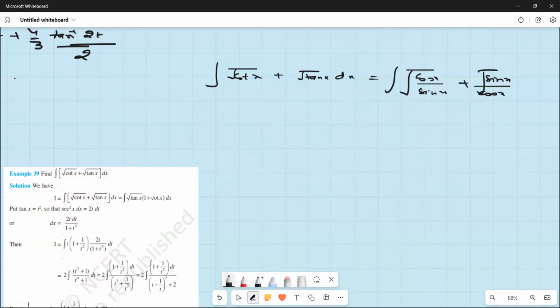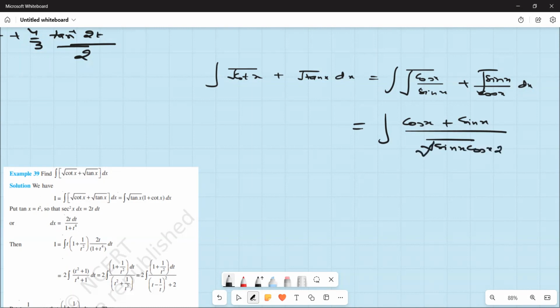Wait. So dx. If I take the LCM, it will be root cos x into root cos x, and here it will be sin x. In the denominator, it will be sin x cos x. So what can I do? Can I multiply and divide it by 2? So what will that be? Cos x plus sin x upon sin 2x by root 2. By root 2, so that will come over here. Right now?